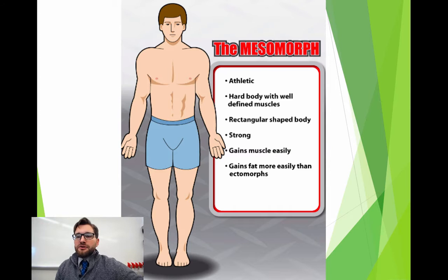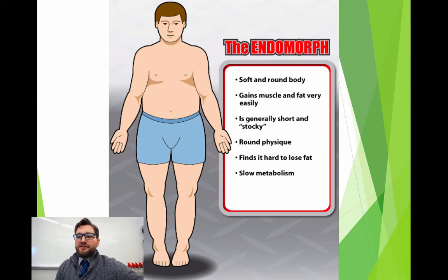In between the two is the mesomorph. These are the individuals that we typically think of as having an athletic build. They typically have hard body definition, usually a lot of muscle definition. Typically it's a rectangular body shape. They are usually strong. They gain muscle easily. And typically they gain fat more easily than ectomorphs, but not quite as much as our endomorphs.